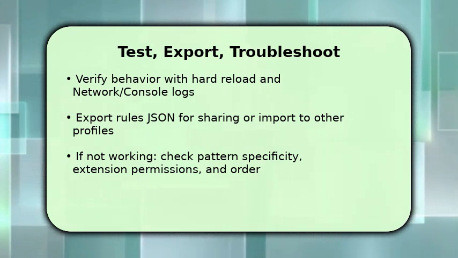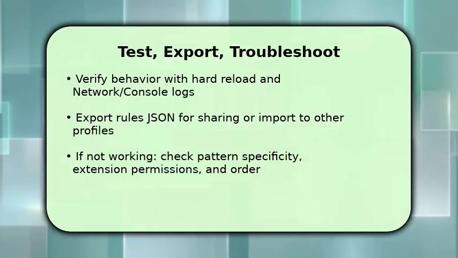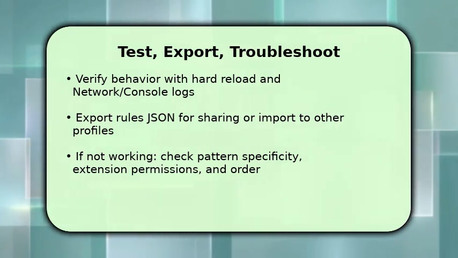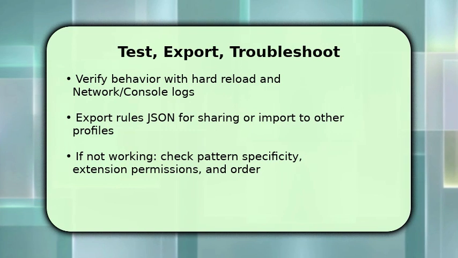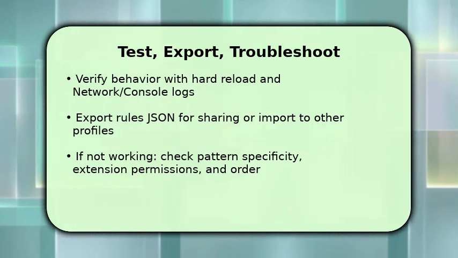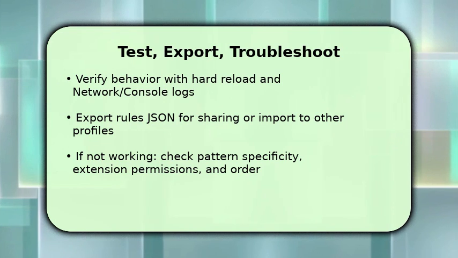If things go wrong, confirm Chrome extension permissions, ensure patterns aren't overly broad or too specific, and disable conflicting extensions. With these final checks, your Requestly setup will reliably alter traffic for testing.